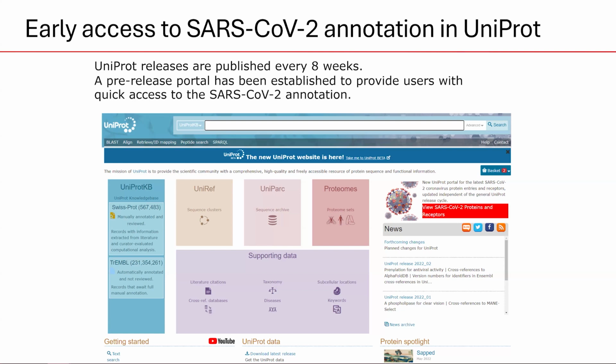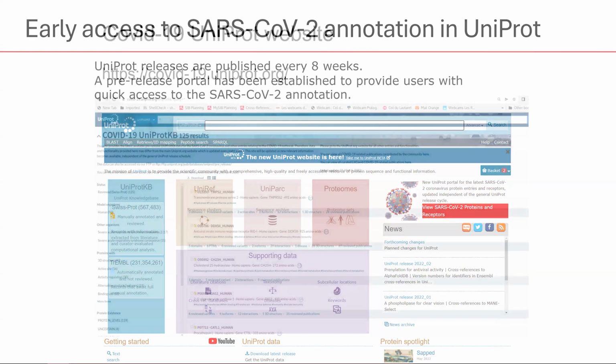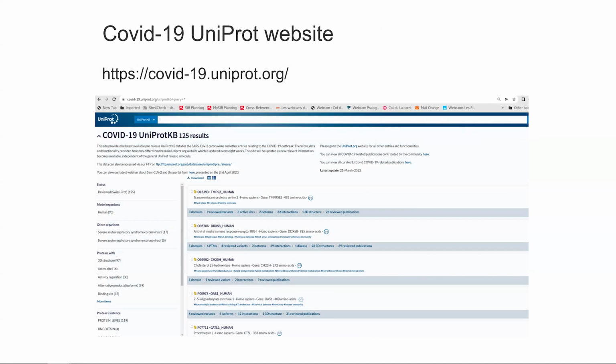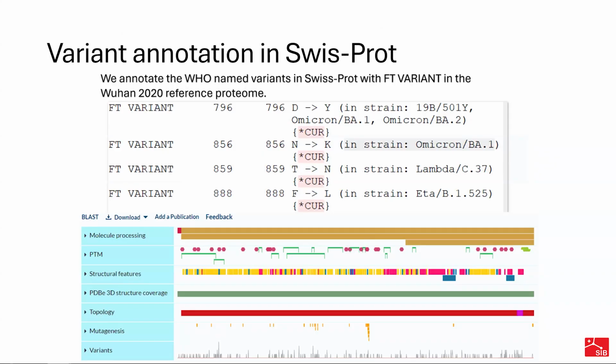The problem is that the structure of UniProt is that you release everything at once. You cannot release one entry at all. It's not possible. They don't want to hear about that. So they created a special resource for SARS-CoV-2, which is covid-19.uniprot.org, in which we put everything that we are able to update on the fly, like in 24 hours, just on this resource for users to get access to early annotation.